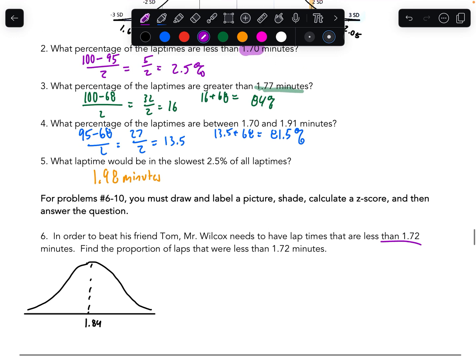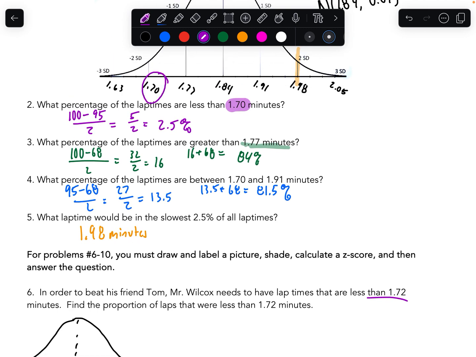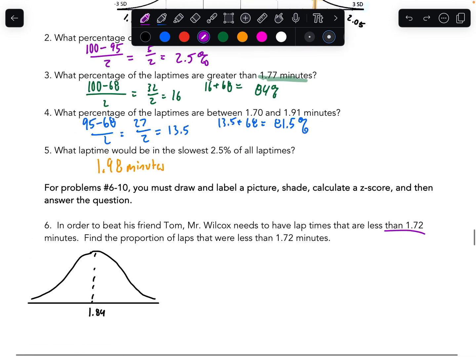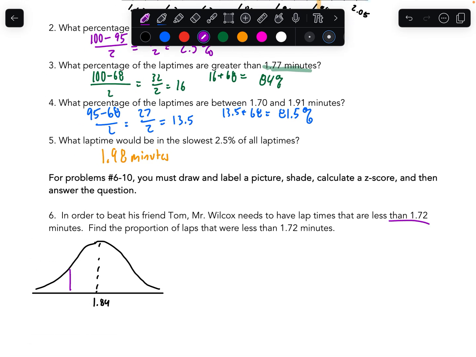Just noticing that this 1.72 is not a number that's a standard deviation, so this tells us we should be using the table A values. So I want to find what percent that is. We should be expecting something fairly small. So I want to find the z-score: value minus mean over standard deviation. So let's calculate that.